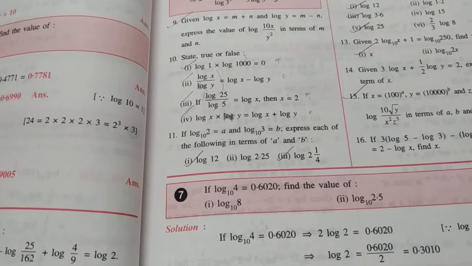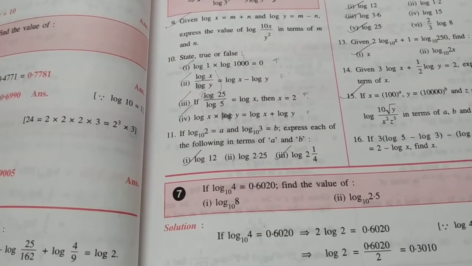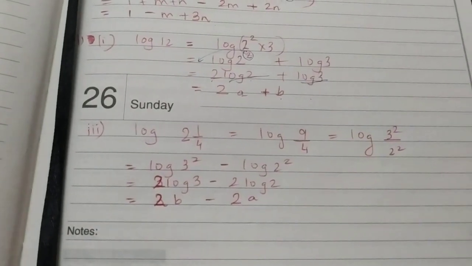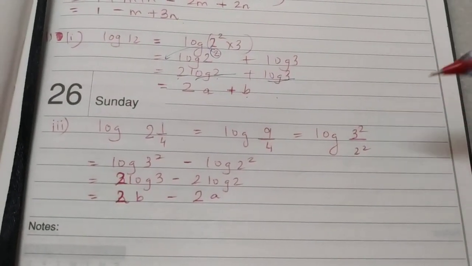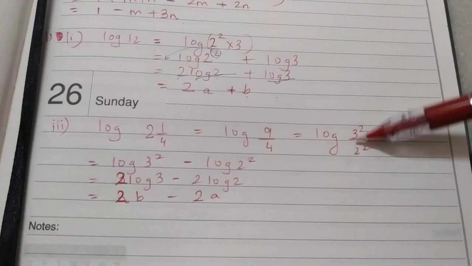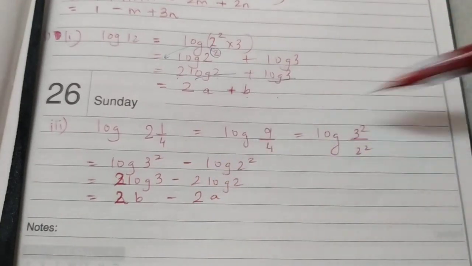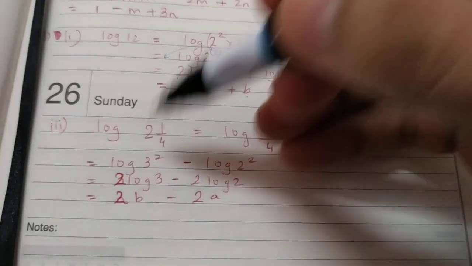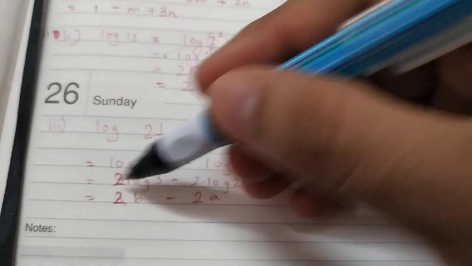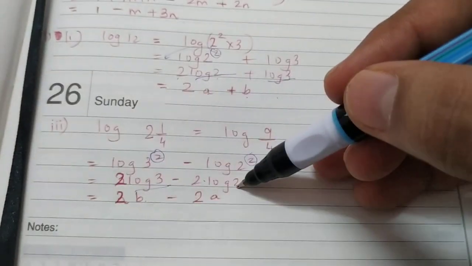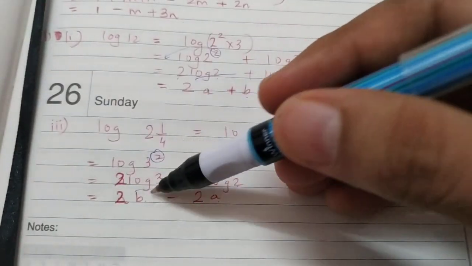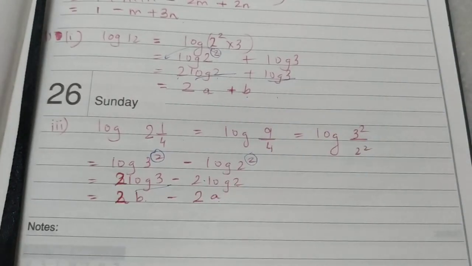Similarly, let's solve log of 2 1 upon 4. That is 11.3 question. 2 1 upon 4 is 9 upon 4. That's 3 squared upon 2 squared. Division means subtraction of the logs. The exponents become the coefficients. And log 3 is B and log 2 is A. So the answer is 2B minus 2A. You can even take 2 common. So the answer will be 2 in brackets B minus A.